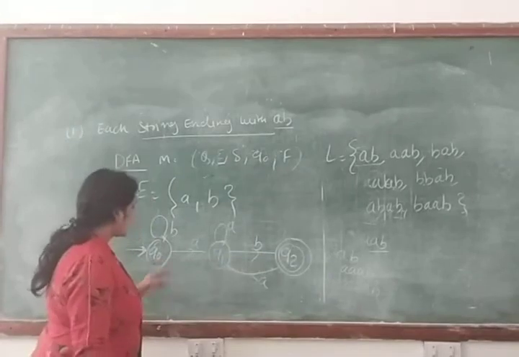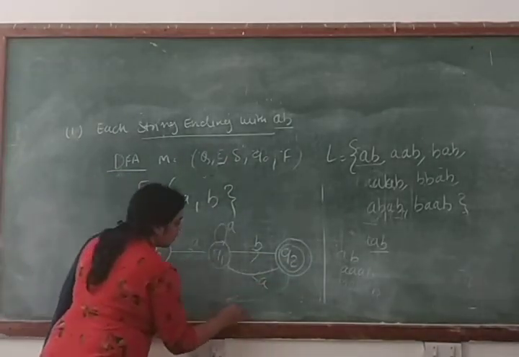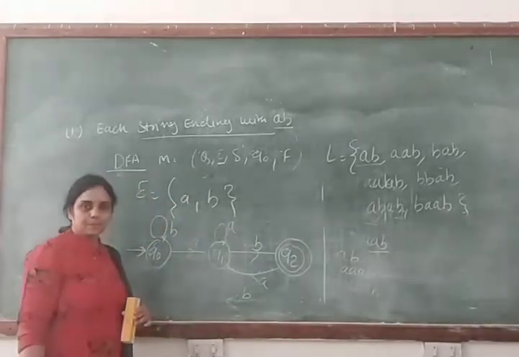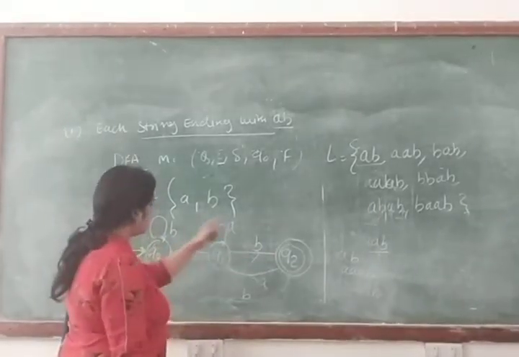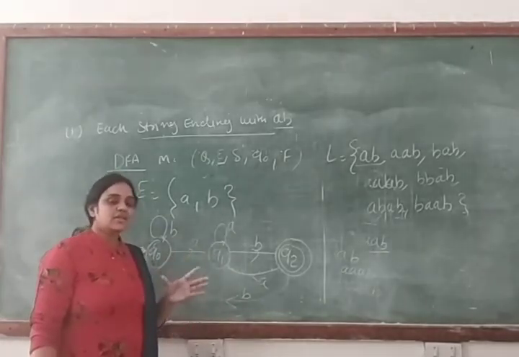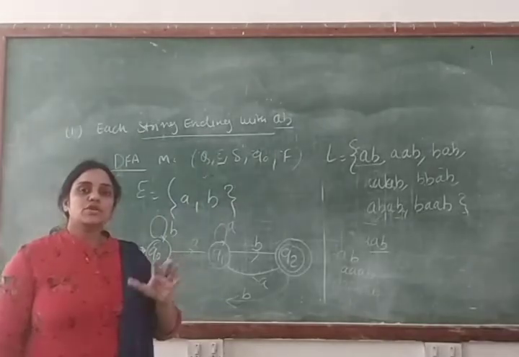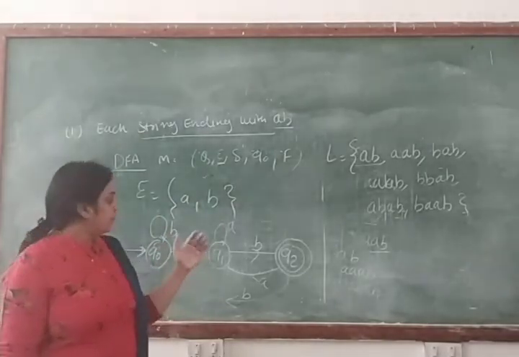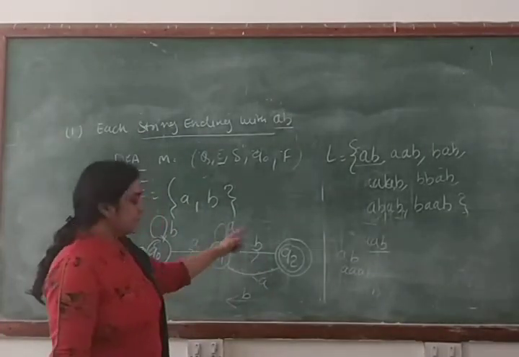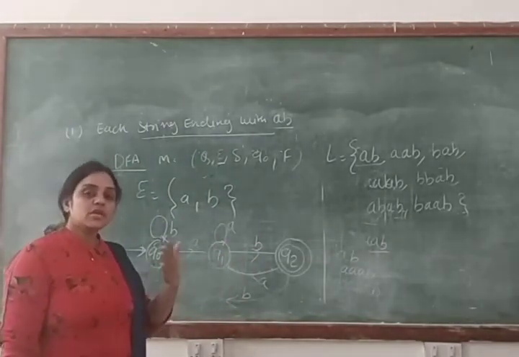So you can make the transition from Q2 to Q0 for the input symbol B. In that case, your machine will accept any combination of A and B, but your string always ends with AB. And this is the condition of our question. Your string should end with AB.